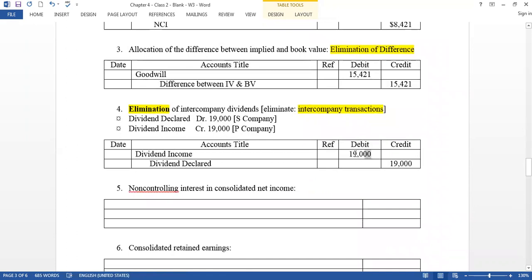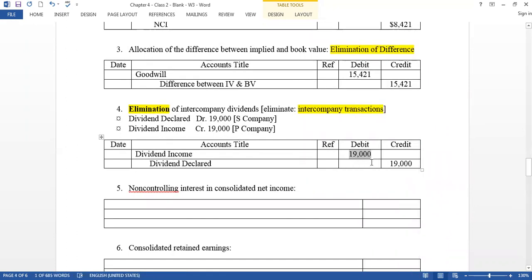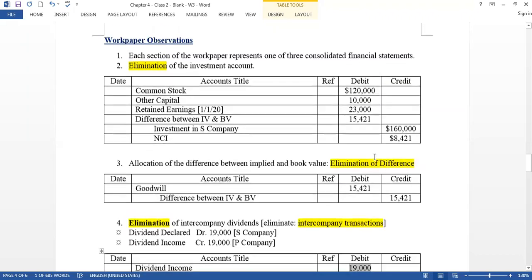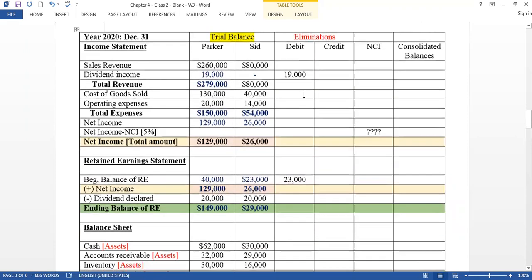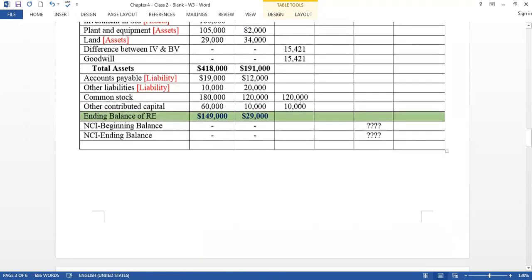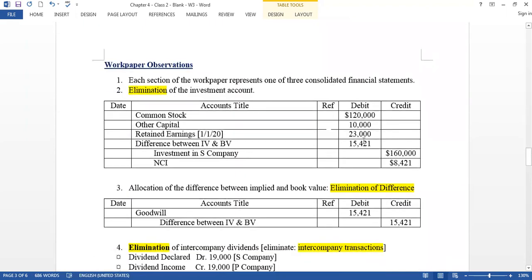Then we have another debit. We have another debit of dividend income, right? Do you understand? This is intercompany transaction we have to close. Dividend income, $19,000 debit. So what is the dividend income according to this question? According to this question, this is the dividend income, right? This is the dividend income and this is the elimination column and this is debit. So we copy all the debit and paste debit in the debit side. Now go to the credit side.